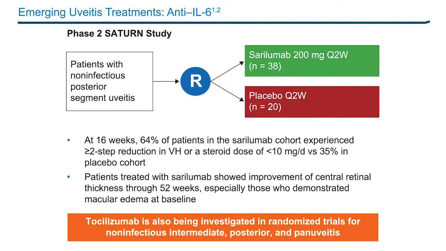Anti-IL-6 or interleukin-6 treatments are also being investigated in uveitis, and in one of these studies with sarilumab, 38 patients with posterior segment uveitis that was non-infectious received 200 milligrams of the drug every 2 weeks, and this was compared to a cohort of 20 patients who received placebo every 2 weeks. And at 16 weeks, 64% of the patients in the sarilumab cohort had at least a 2-step reduction according to the standardized grading scales of vitreous haze, or the steroid dose was less than 10 milligrams per day compared to only 35% in the placebo cohort.